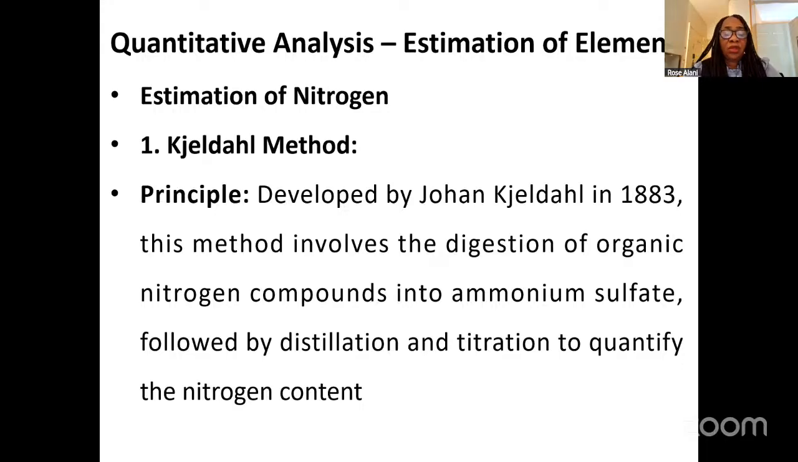So we can also estimate nitrogen. We use the Kjeldahl method, which was developed by Johan Kjeldahl in 1883, a long time ago. This method involves digestion of the organic nitrogen compound into ammonium sulfate. The next step is distillation and then titration to quantify the nitrogen content.